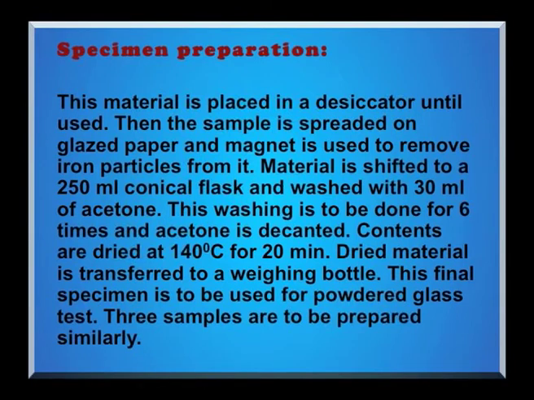Dried material is transferred to a weighing bottle. This final specimen is to be used for powdered glass test. 3 samples are to be prepared similarly. This 10 gram of specimen is taken and transferred to a conical flask containing 50 ml of purified water. Then all the flasks are to be kept and autoclaved at 121 degrees centigrade for 30 minutes. Further, after autoclaving, the pressure is released and allowed to cool. The flasks are cooled in running water.